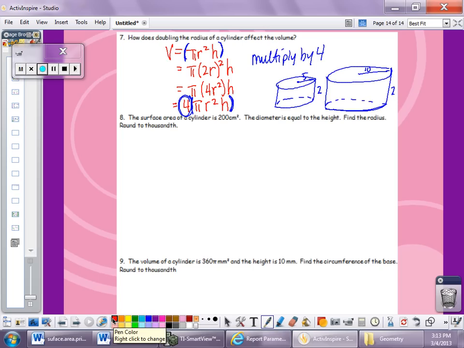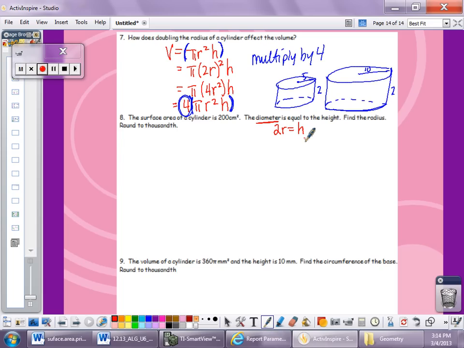The surface area of a cylinder is 200 centimeters squared. The diameter is equal to the height. Find the radius. Oh, we have diameter here. I'm going to set this as 2r equals h, and I'm going to use this in my formula.